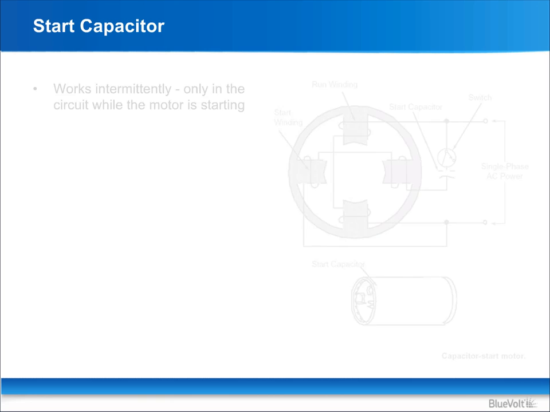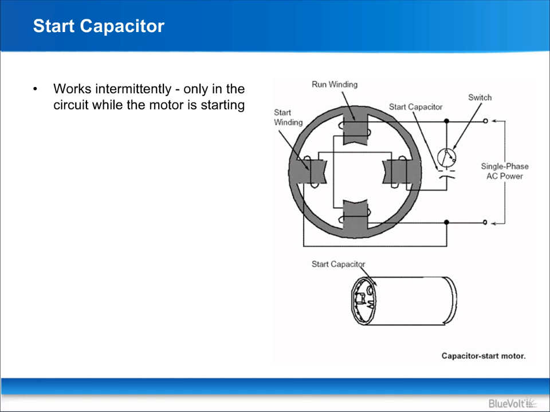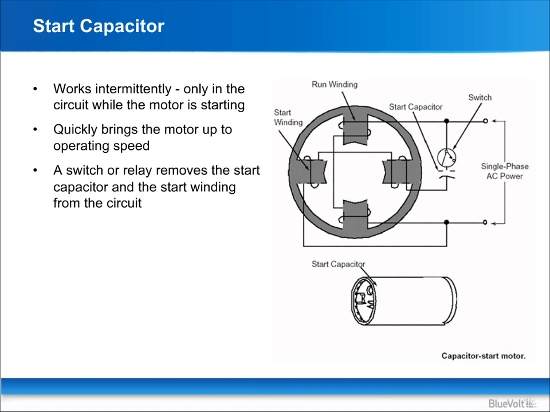A start capacitor works intermittently. It is only in the circuit while the motor is starting. It works with the start winding to quickly bring the motor up to its operating speed. In this type of capacitor, either a switch or a relay removes the start capacitor and the start winding from the circuit. The start capacitor has a high microfarad value relative to a run capacitor. This allows for a greater phase shift to provide more starting torque.